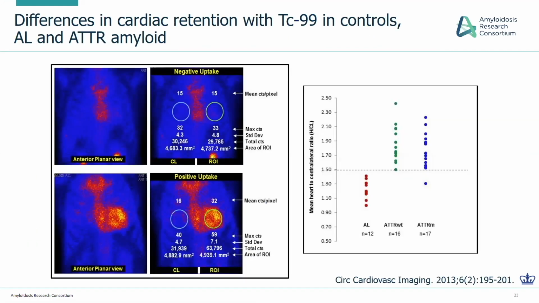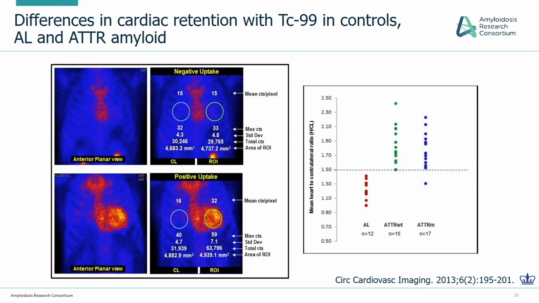Dr. Bukhari at our center led the charge here with this seminal paper in 2013, in which he leveraged PYP, an isotope similar to what Dr. Rapezzi utilized in Bologna in 2005, but much more common and approved by the FDA in the US. And these are examples of two patients, the upper panel of a patient who has a negative scan in which uptake is in the sternum in red, and a patient on the bottom who has uptake obviously in the myocardium.